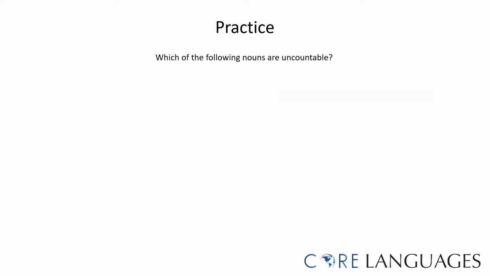Look at the following list of nouns and try to determine whether they are countable or uncountable. Water. Water is an uncountable noun. In order to quantify or count water, I could say a glass of water. Dust. Dust is also an uncountable noun, but I could say a speck of dust.